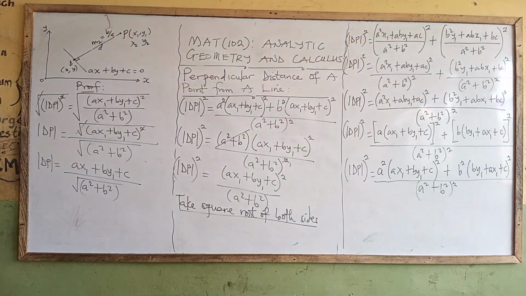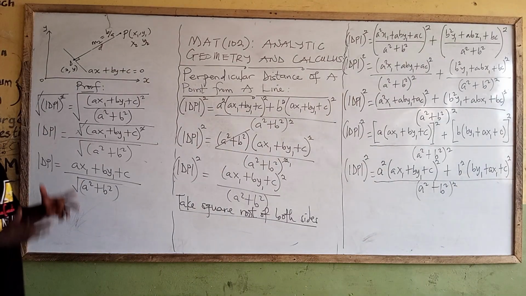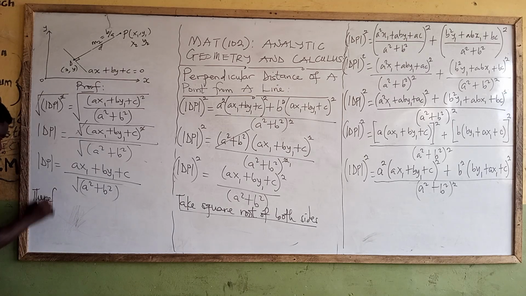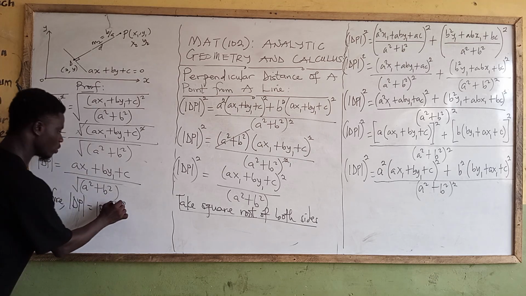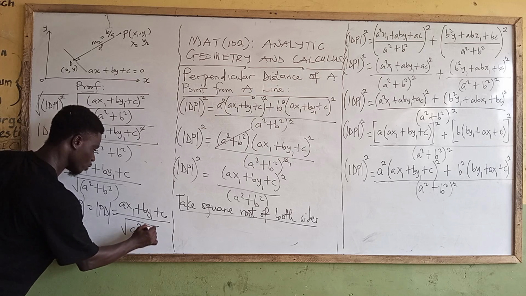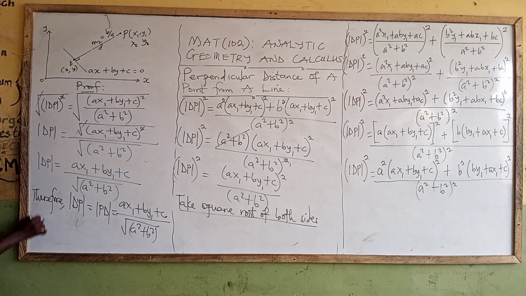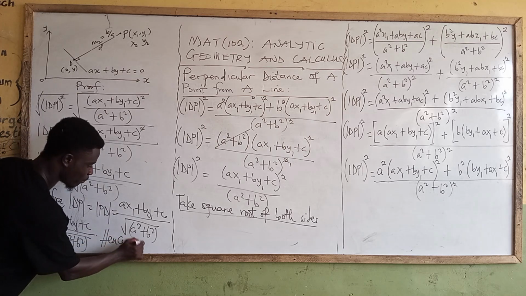So watch it very carefully. So now, therefore, we can say that the length of DP, or the length of PD, which is the same thing as the length of PD, is equal to a x1 plus b y1 plus c all divided by the square root of a squared plus b squared, which is the same thing as, well, you can say plus or minus a x1 plus b y1 plus c divided by the square root of a squared plus b squared. So I get my hence proved.